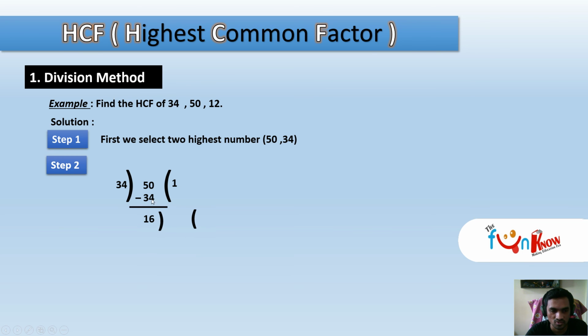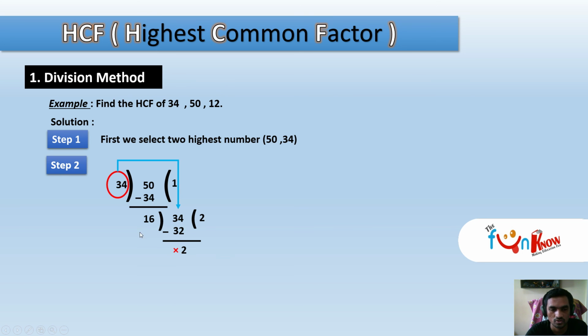Once this process is done, this remainder will become the divisor, and this number 34, which was the divisor, will become the dividend. You carry out this number here. So you are supposed to divide 34 by 16. You are supposed to do this same process again and again until you get the number 0. So 16 multiplied by 2 is 32.